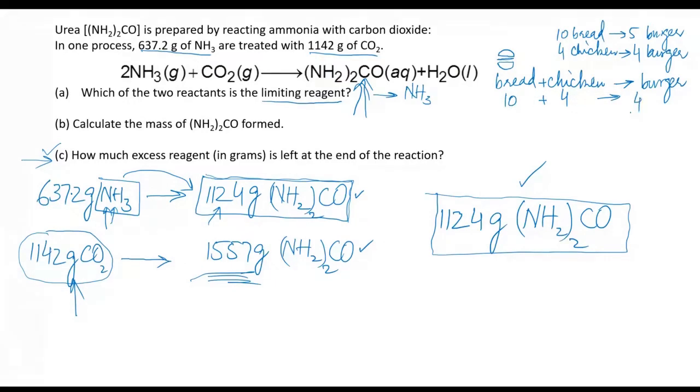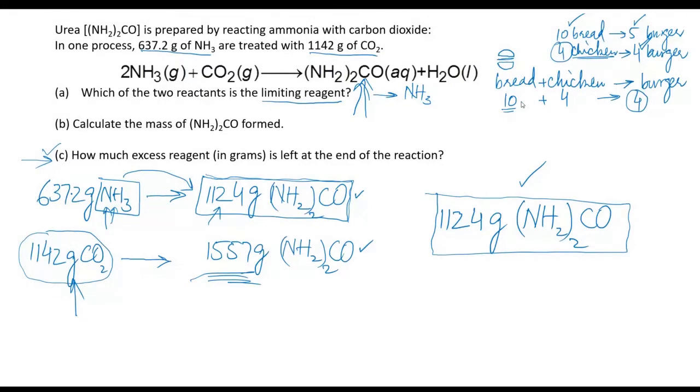4. Now 10 breads can give us 5 burgers and 4 chicken pieces give 4 burgers. This chicken is the limiting reagent. Why? Because it gives a smaller answer. Now we get four burgers. That's good. My question is, how many bread pieces are left behind?